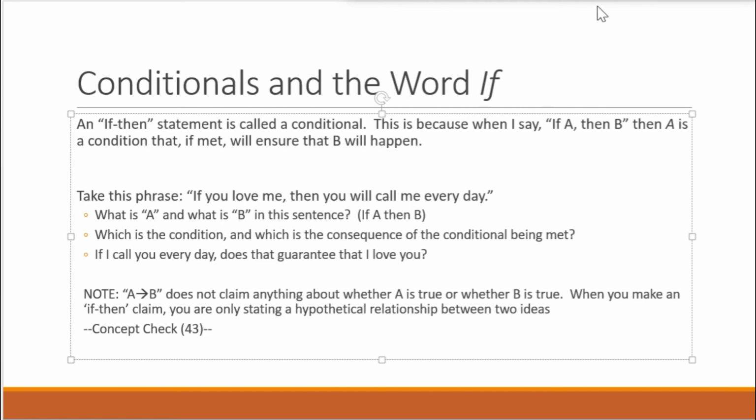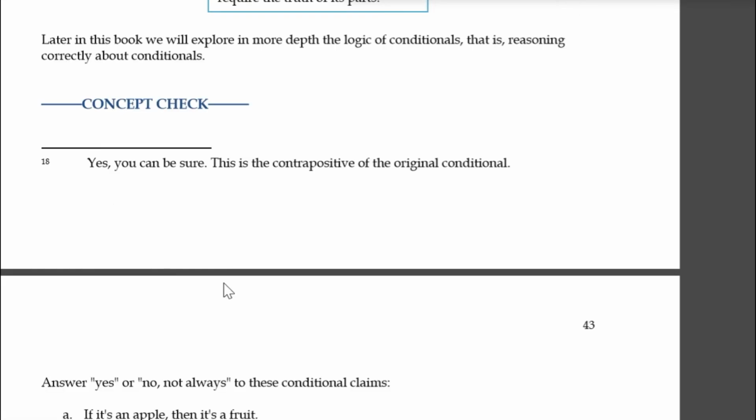All right, I want us to look at this concept check, so let's do that. So here it is, the concept check on 43. Dowden asks you to answer yes or no to these conditional claims. I'm going to talk about this as true or false. So, if it's an apple, then it's a fruit. True or false? Yeah, this is going to be true because all apples are fruits, right? So if I can identify something as an apple, then that's going to guarantee that it's a fruit. Yeah?